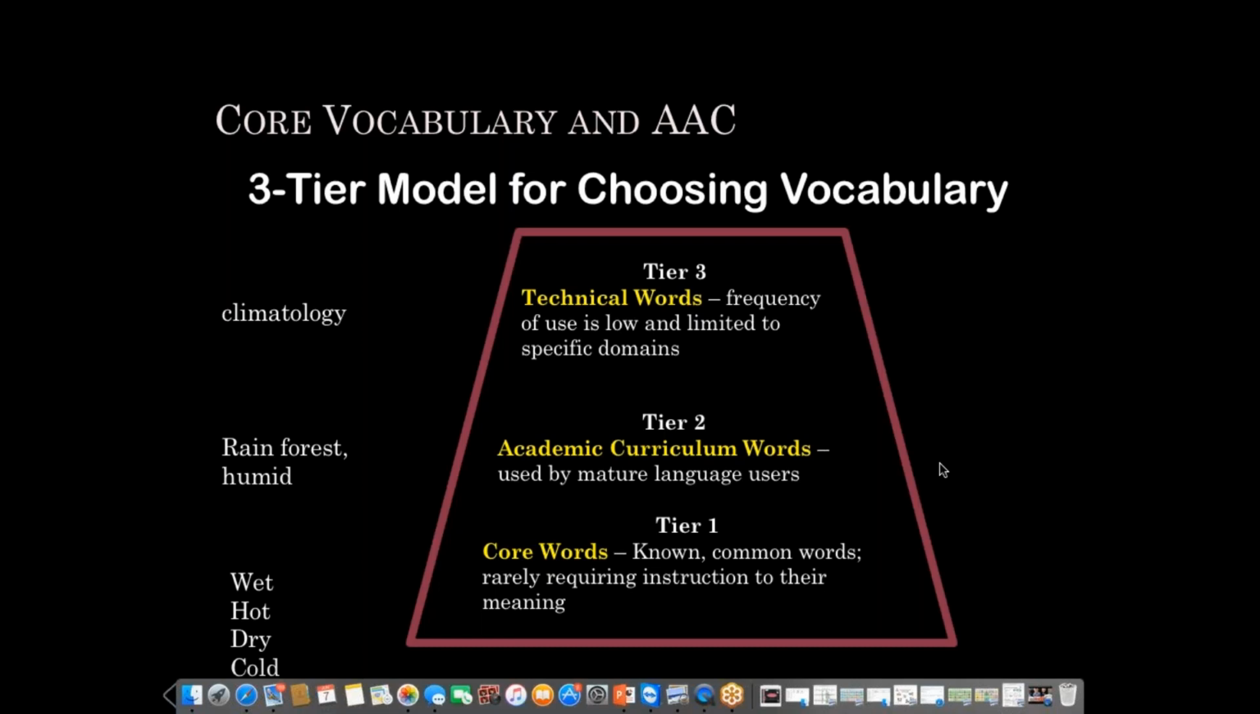So think about the little boy we saw earlier, the 23-month-old eating the muffins. And so you can imagine, if he never used the words wet, hot, dry, cold, how would he be able to understand what rainforest and humidity meant? And this is what's happening for kids that are on AAC devices. Maybe they do understand those words, but they don't know where they are in their communication systems. And when people are talking to them, they don't ever use the communication systems to show them the words.